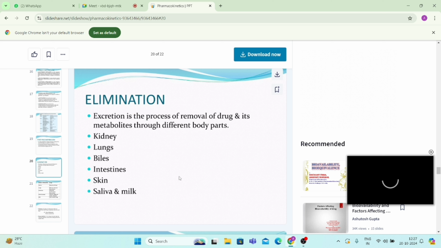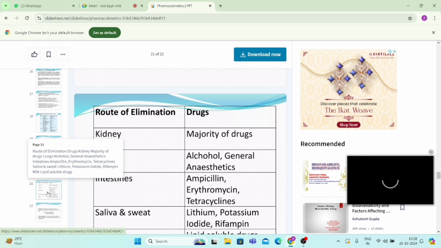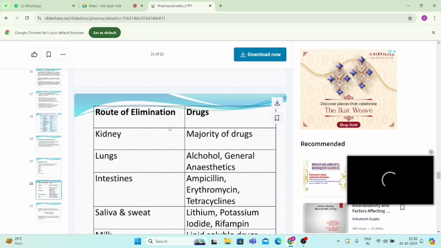Next we have the elimination process, or elimination of the drugs. Elimination is once the drug metabolism is completed, the metabolites have to be removed from the body. What are the different routes involved in the elimination of the drug? One is kidney, lungs, bile, bile in the sense the fecal matter we say, intestine, skin, saliva and milk. These are the different routes of elimination.